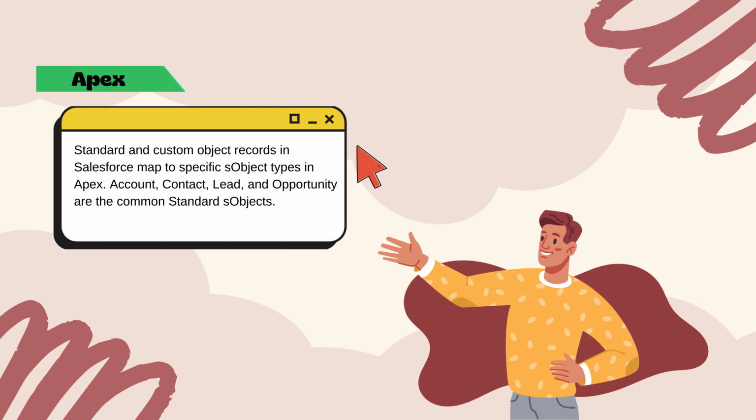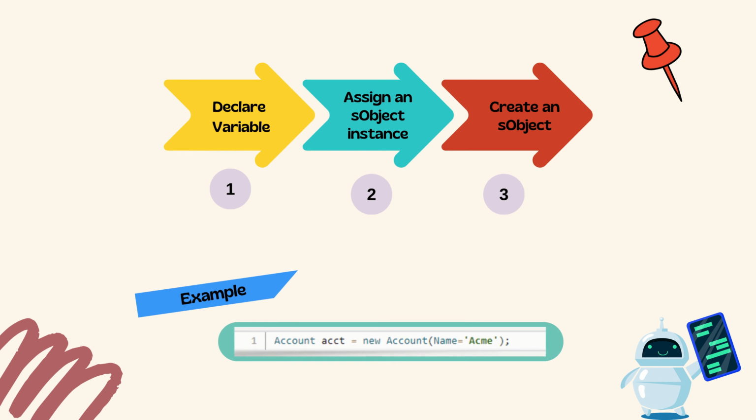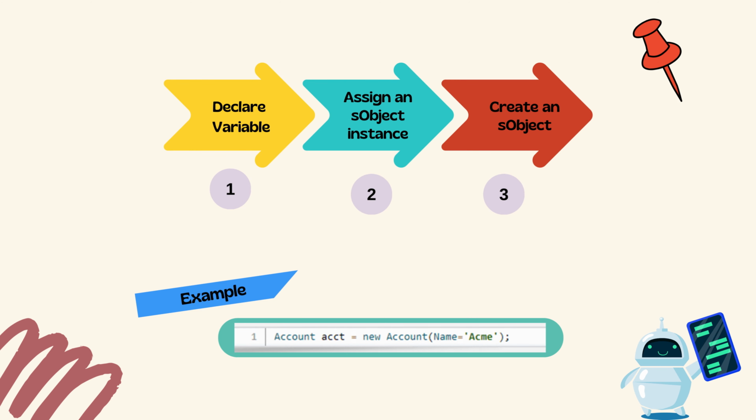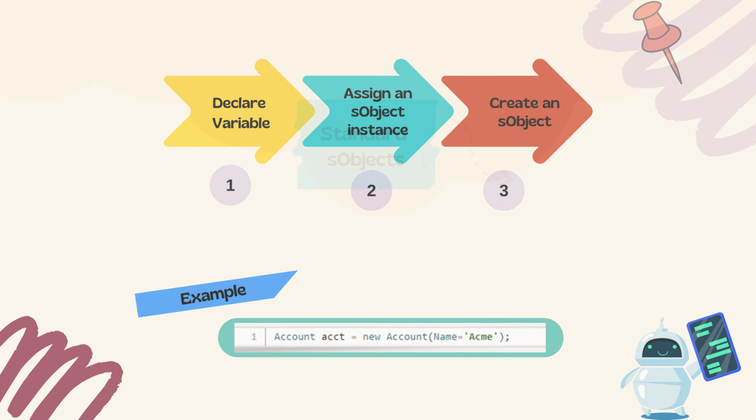Common sObject types for standard objects include account, contact, lead, and opportunity. If you've added custom objects, use the API names in Apex. To create an sObject, declare a variable and assign an sObject instance to it. The data type of the variable is the corresponding sObject type. This allows you to manipulate Salesforce records directly within your Apex code.